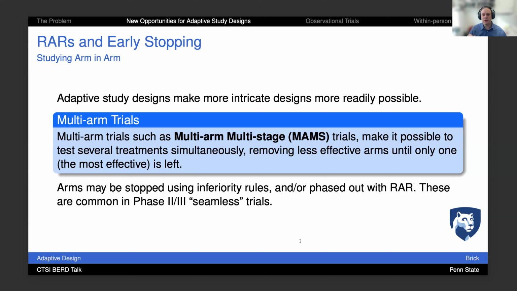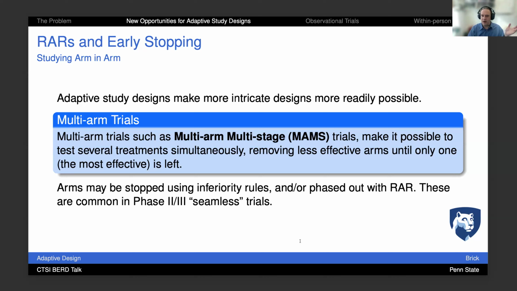This can be extremely efficient relative to running independent trials of each one, because all of a sudden you can use all the data from the phase 2 in your phase 3 for the arm that's most appropriate, and you have more comparison groups to be able to say, well, how effective is this really, right? How much does this really work?